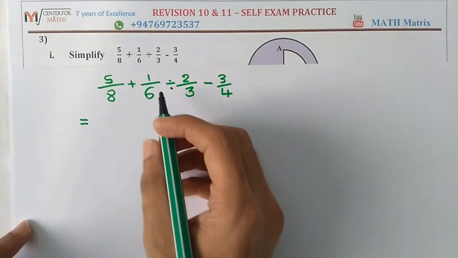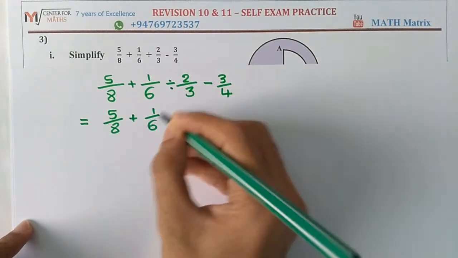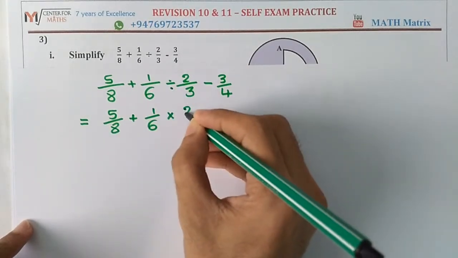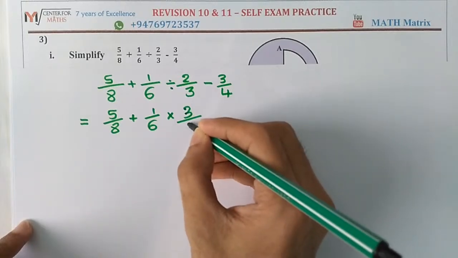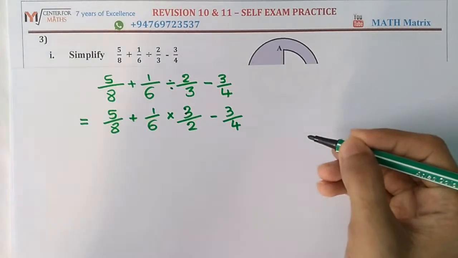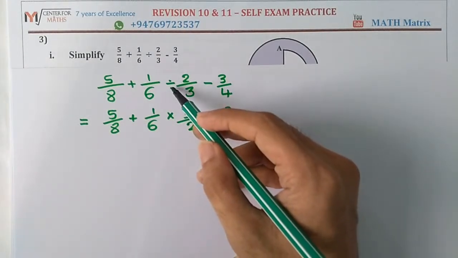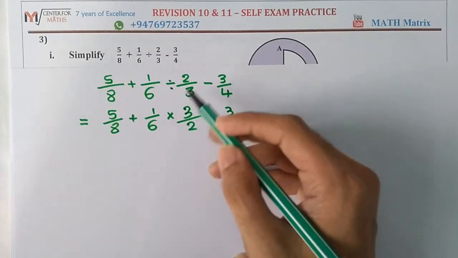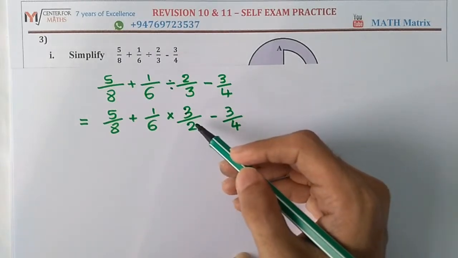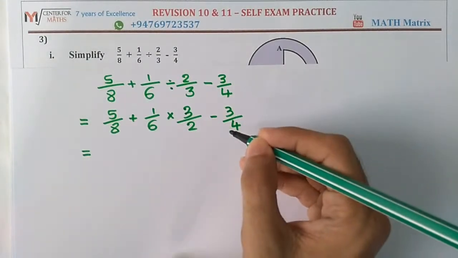First of all, we have to divide, right? So 5 over 8 plus 1 over 6, division means multiplication. 2 over 3, we have to take the reciprocal of that, 3 over 2, and minus 3 over 4. That's it. Okay, now 5 over 8, 1 over 6. First of all, we have to divide. For that, we have to convert this into multiplication and we have to take the reciprocal, and minus 3 over 4.